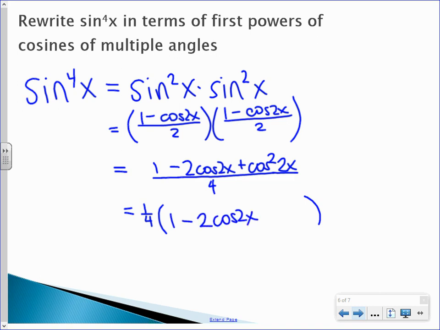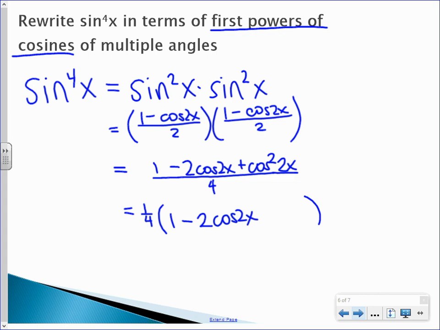We have an issue, don't we? I want first powers of cosine. And here I have a cosine squared. Is that what we want in our answer? No. So we're going to have to use the power reducing formula for cosine squared.